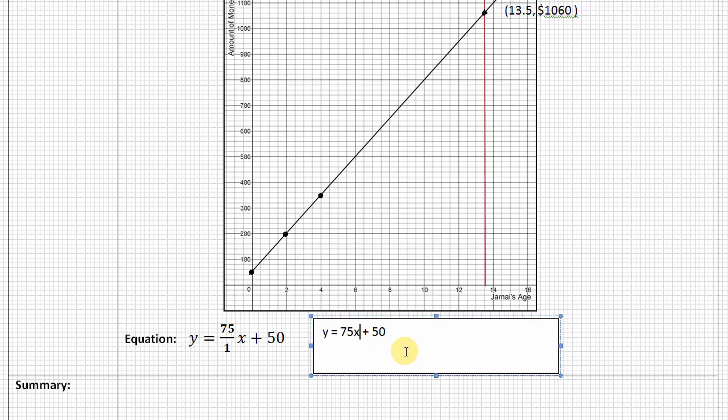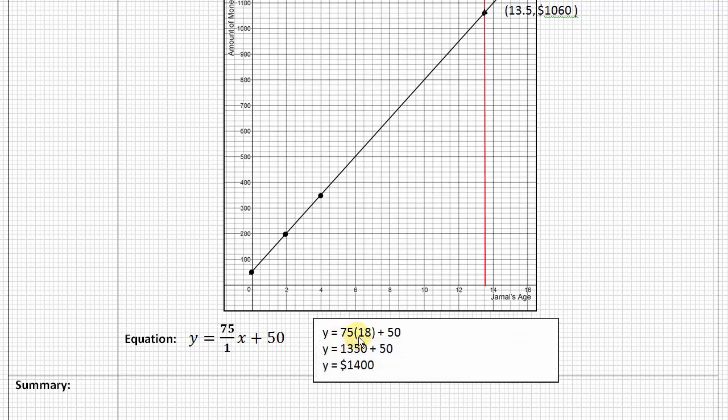Now, to come up with this answer, since we know x represents age, all we have to do is substitute 18 for x and do our calculations. So go ahead and set this up, do our calculations, and let's see if we agree.